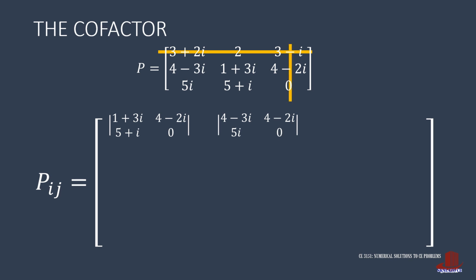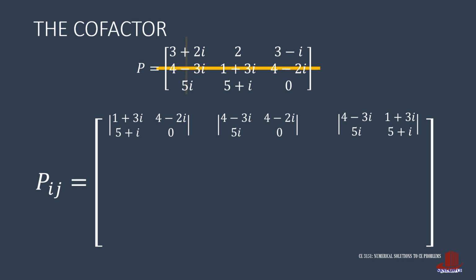For element 1, 3, the minors are 4 minus 3i and 5i, with 1 plus 3i and 5 plus i, after covering row 1 and column 3. Moving on to row 2, cover column 1 and have the minors 2 and 5 plus i, with 3 minus i and 0.